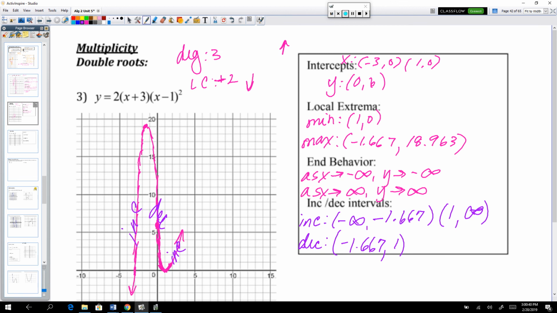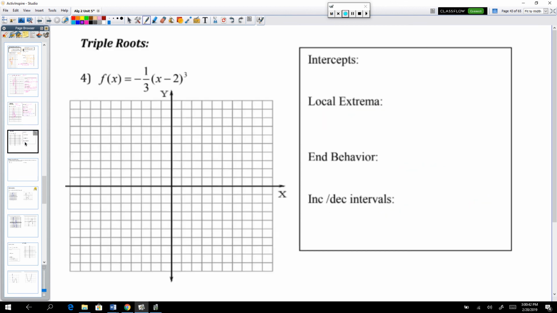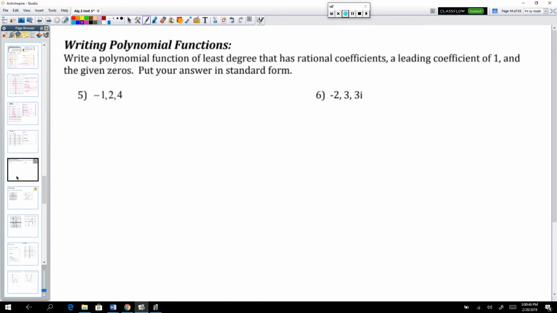Alright, I am actually going to take a break from this concept. You can go ahead and try this and check with your teacher on this. I want to move on to writing polynomial functions when you are given the zeros. So this is a big, gigantic sentence that you might see on a quiz or test. Write a polynomial function of least degree that has rational coefficients, a leading coefficient of 1, and the given zeros. Put your answer in standard form.